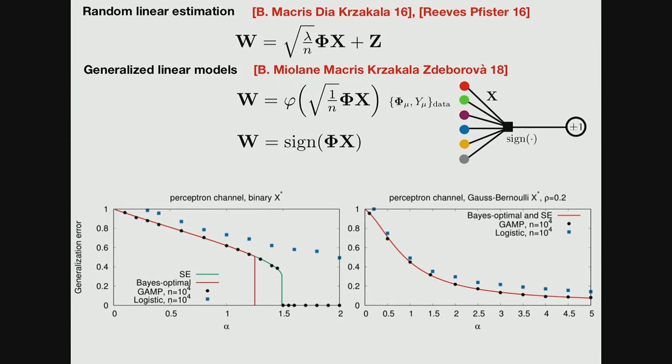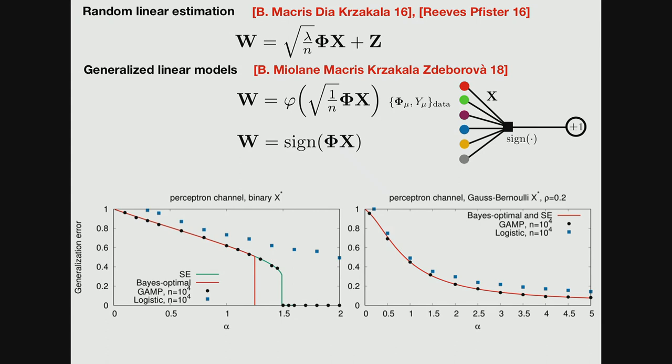Other types of problems are, for example, random linear estimation. In the case where X is sparse, this is called compressive sensing. You know this matrix phi, which is called the measurement matrix. You know the W, and you want to infer the X. This is a special case of a more generic setting that Lenka already discussed, which is generalized linear models, where now the phi function, which acts component-wise, is essentially whatever you want. And you want, again, to infer X from these possibly nonlinear or even stochastic measurements.